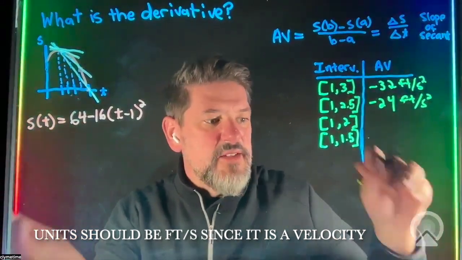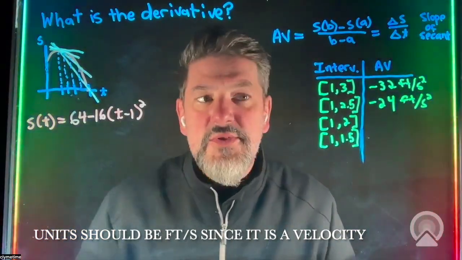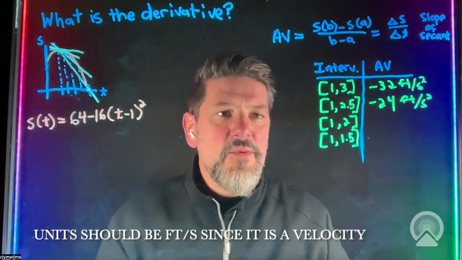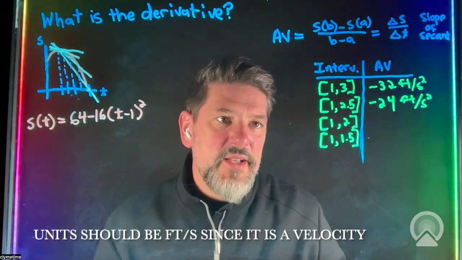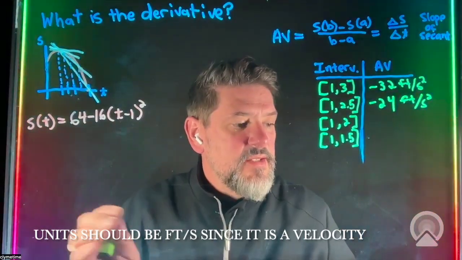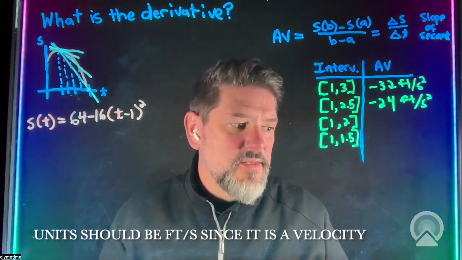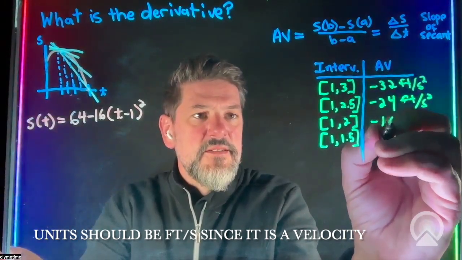Now I use the term magnitude. What that means, smaller in magnitude, means that it's getting closer to 0. Even though when a negative number gets closer to 0, it's technically getting bigger, it's getting closer to 0, so it's getting smaller in magnitude. So its absolute value is reducing. So then from 1 to 2, it goes to negative 16 feet per second squared.